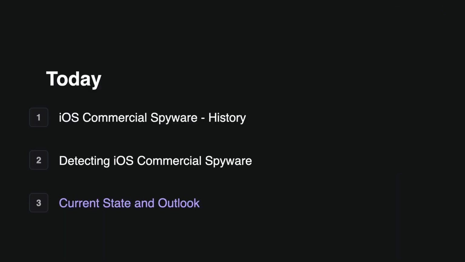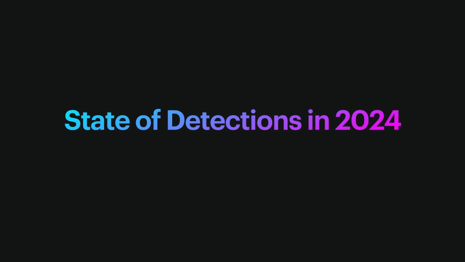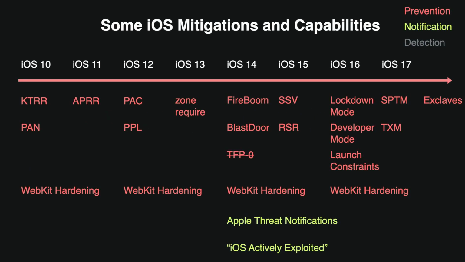Now let's briefly take some time and talk about the current state of detections. This slide should show you a lot of the mitigations that iOS has added over time in order to prevent the exploitation of the device. This is not a full list or even a complete list. This is just some mitigations that I picked out.